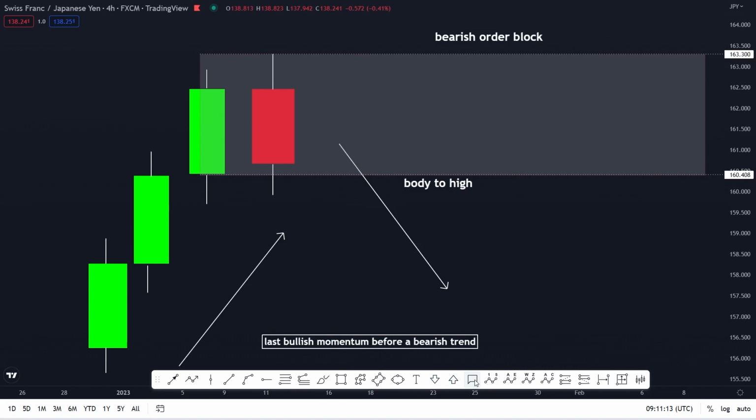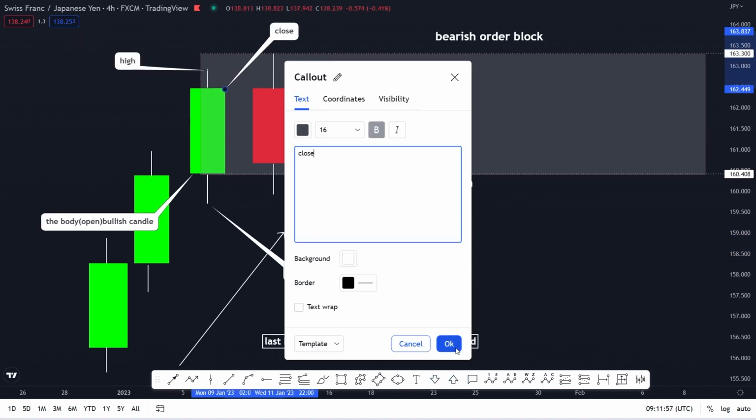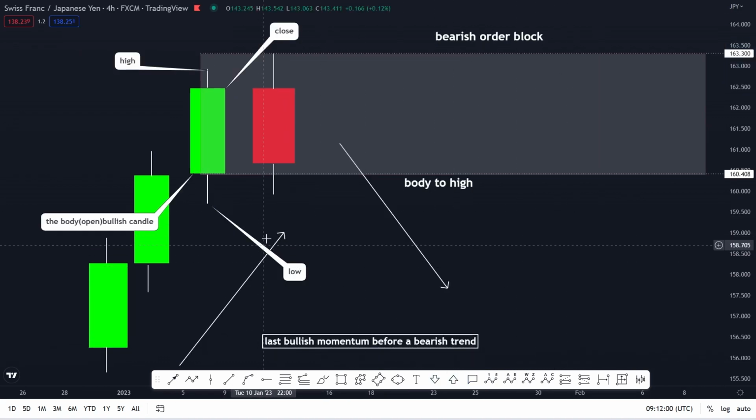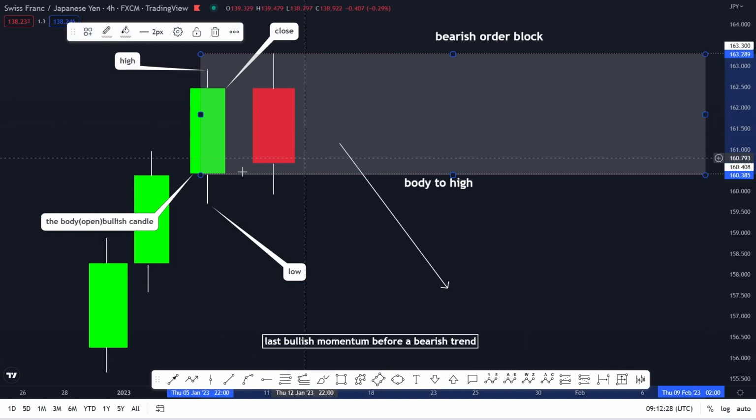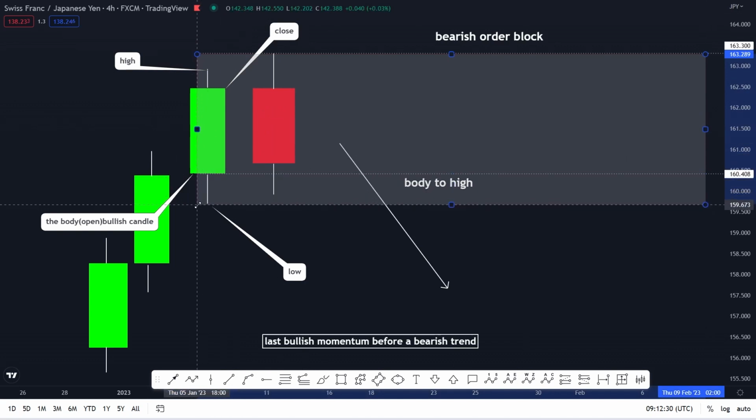If you don't know these candlesticks, this is the low of a bullish candle. This is your body where the market opens with a bullish candle. A bullish candle will open below, then move higher and close around here. It will open here, move lower, move higher, and then close here before this one can open. So sometimes you can still include this low when you draw your bearish order block.